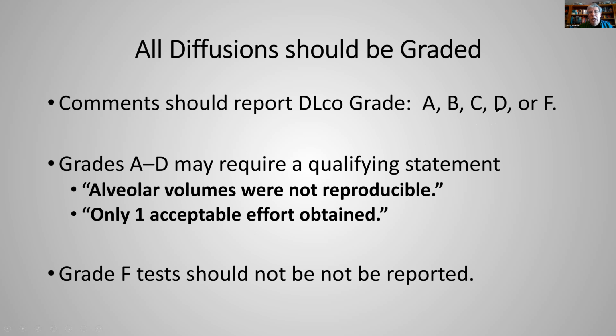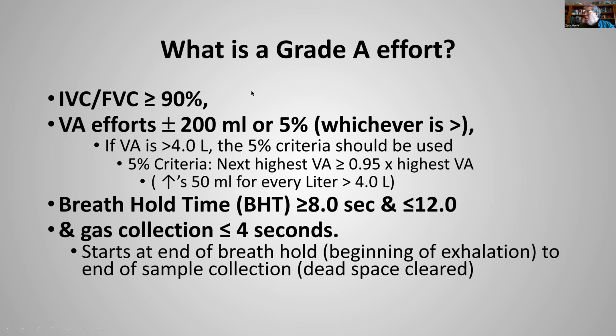Now, when you have a grade, A through D, not only do you grade it as A through F, but you need to have a qualifying statement. If the alveolar volumes were not reproducible, or if there's only one acceptable effort obtained, grade F, the test should be tossed. Well, what is a grade A test? A grade A test needs an IVC to FVC greater than 90%. Your alveolar volumes between tests must be within plus or minus 200 milliliters or 5%, whichever is greater.